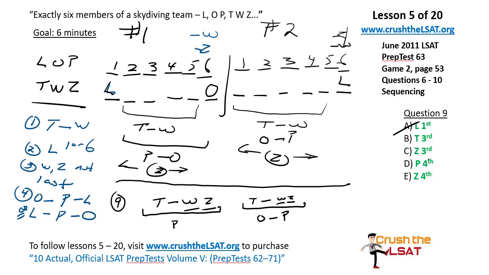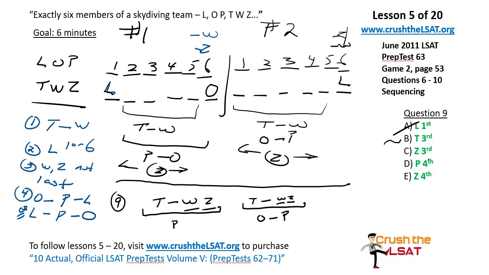Well, let's see. Let's take a look at World 1. If T were third, WZ would then be 4th and 5th. Okay. P has to fit in there, so P would be what, 2nd? So that looks okay. Again, we don't want to dwell on it. If for any reason you are unsure, well, we'll put a little tilde by it. How about that? If you thought you may have to come back to it. But we'll take a look at answer C.